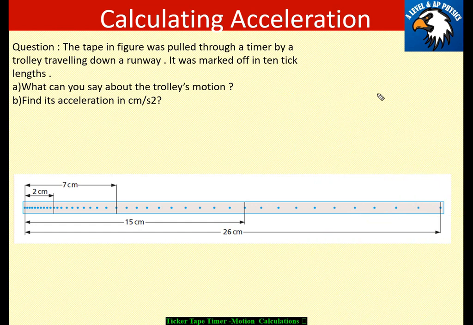Okay, so let's read this question now and try to answer. A trolley is traveling down a runway. So simply I can draw here the trolley traveling down. Let's say this is a trolley and it is on this inclined plane and it is traveling down a runway.